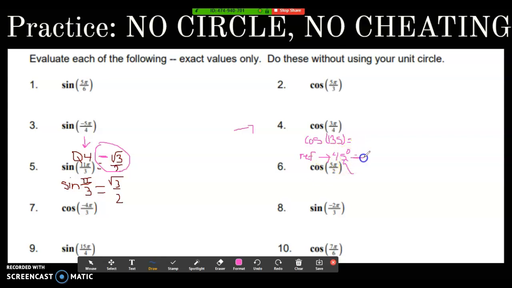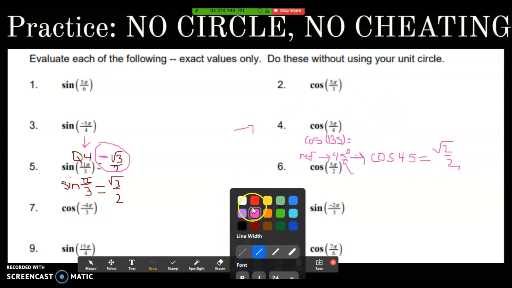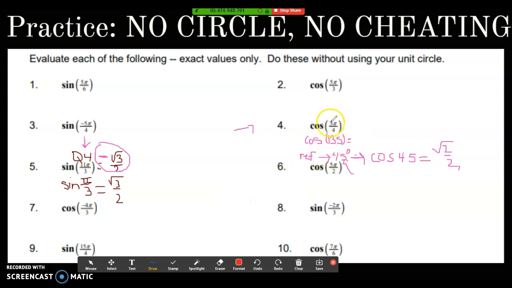So if that's our reference angle, I can just think, what is the cosine of 45 degrees? That is just pi over 4, and I know that's going to be radical 2 over 2. Which means the cosine of 135 degrees, or 3 pi over 4, has to be the same, radical 2 over 2, except we know since 135 is in quadrant 2, my cosine values have to be negative. So this is going to be negative radical 2 over 2.